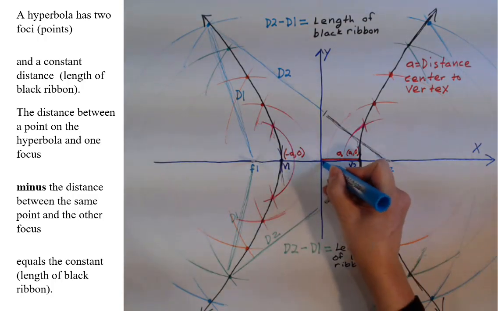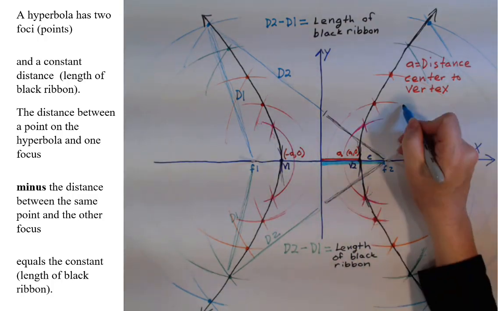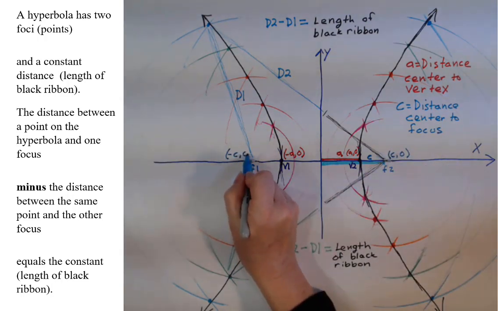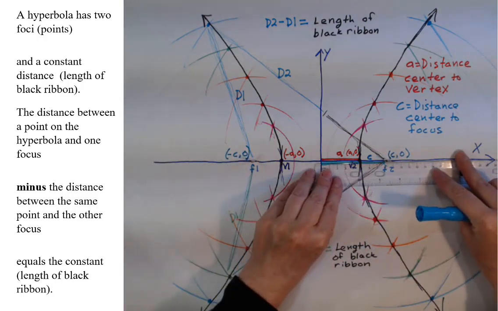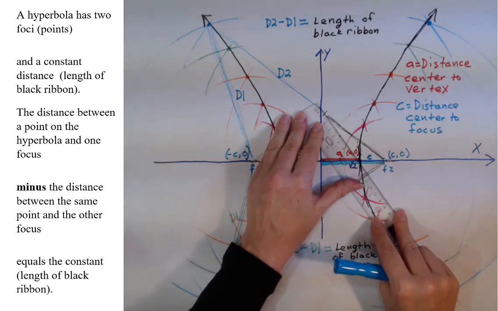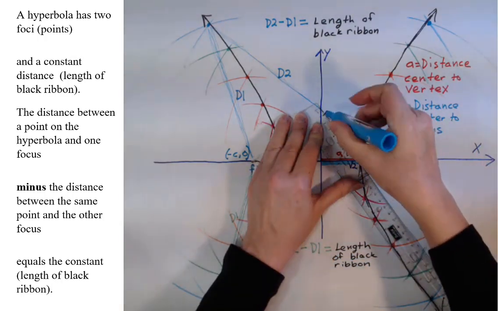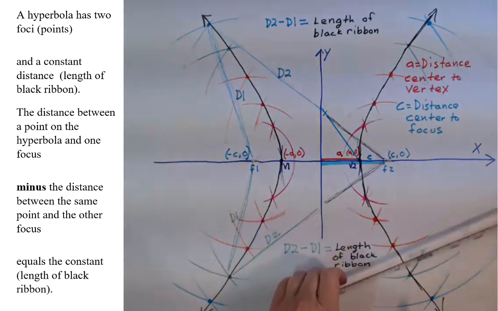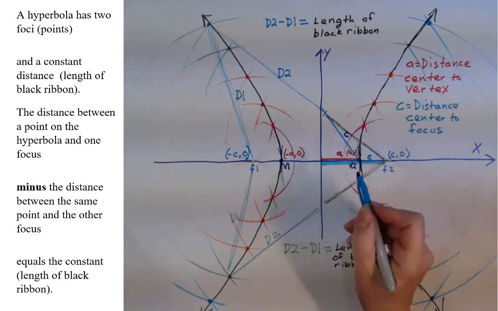The distance from the center to one focus is called c. The one on the right is (c, 0), and the one on the left is (negative c, 0). Now I'm going to take the distance c, which is about 8.5 centimeters, and run that same distance from a vertex to the y-axis, however far up the y-axis we have to go, so that we have 8.5 centimeters from the vertex to the axis.